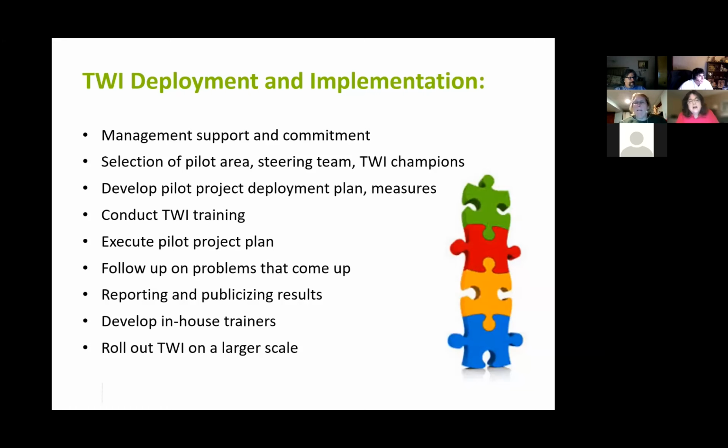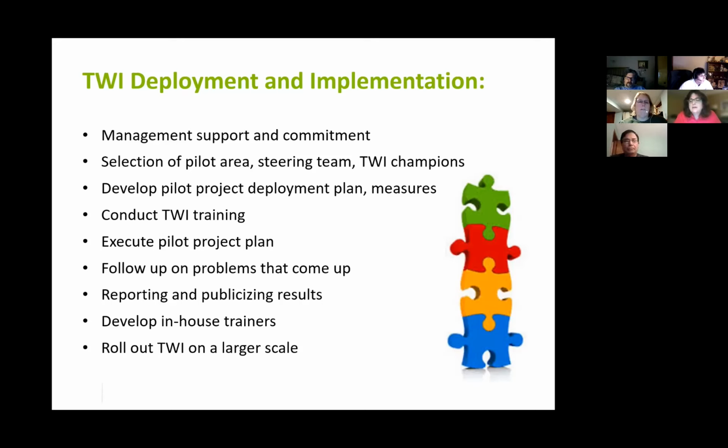And this slide I have up right now kind of follows the typical project management outline. You have to have commitment at the top. You start in a pilot area. We're not going to do this across the whole plant in one fell swoop. So you have to pick a pilot area. You have to pick your measurements. Again, very similar to any project management or change management recipe.